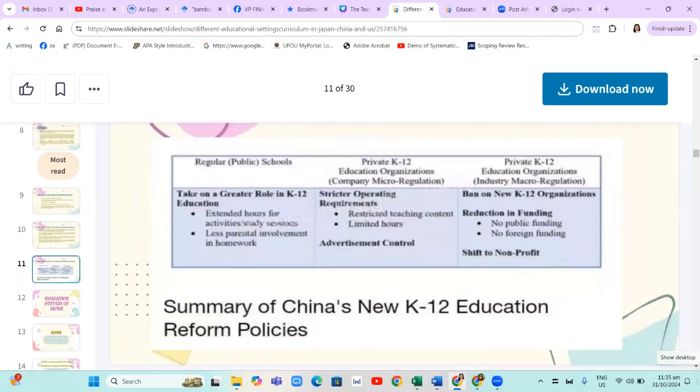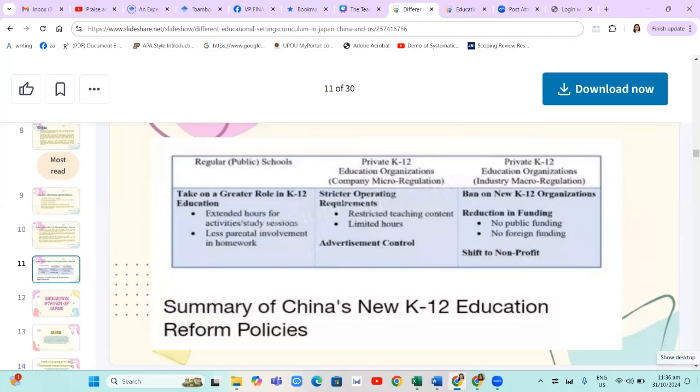This is the summary of China's new K-12 education reform policies. For regular public schools, there will be extended hours for activities and study sessions, and there will be less parental involvement in homework. This is their take on a greater role in K-12 education. For the private K-12 education organizations, or the company micro-regulation, there will be stricter operating requirements like restricted teaching content and limited hours. And there will be advertisement control.